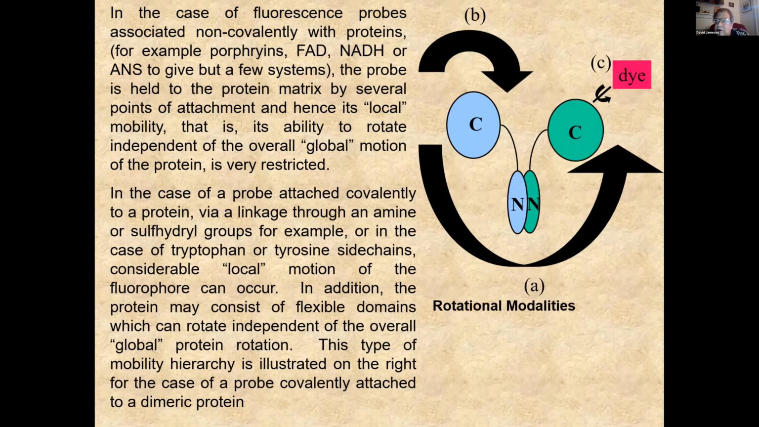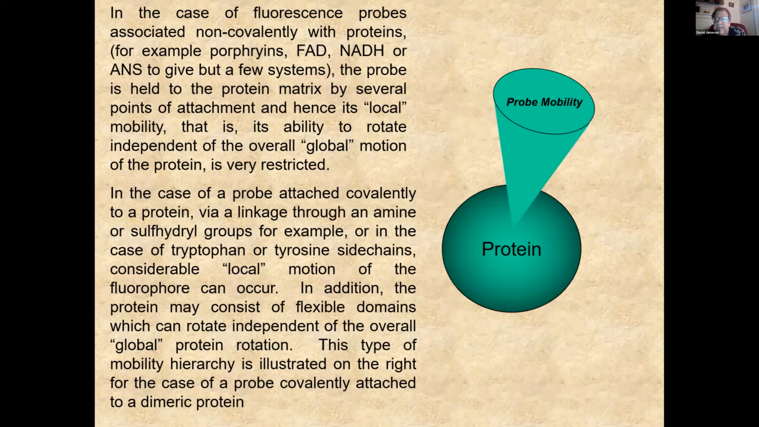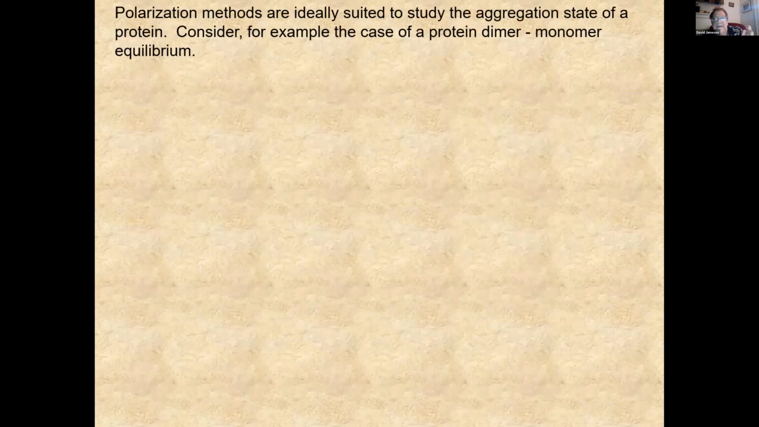So I'm trying to illustrate that here. Let's look at the rotation modalities of this dimeric protein. You have the overall dimer rotation. You have movement of one domain, the C domain, relative to the other domains, and you have rotation of the dye around the point of attachment. So all of these will contribute to the observed polarization. Usually we're not trying to use polarization to say exactly what the mobility is, what's going on at the molecular level. Rather, we're looking at it to see changes of state, to see, for example, aggregation state.